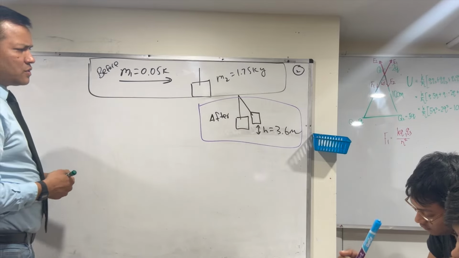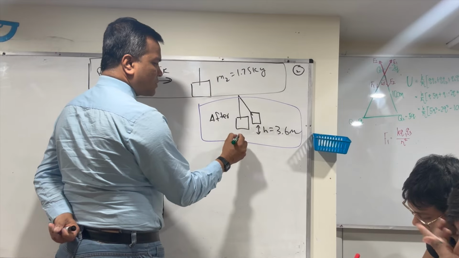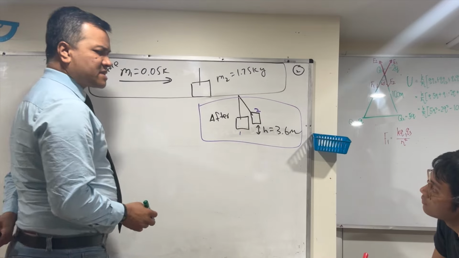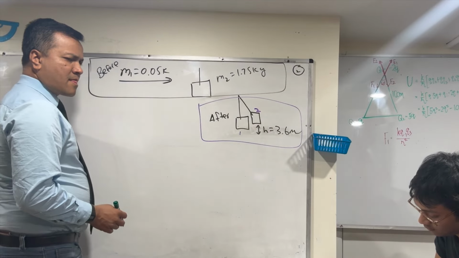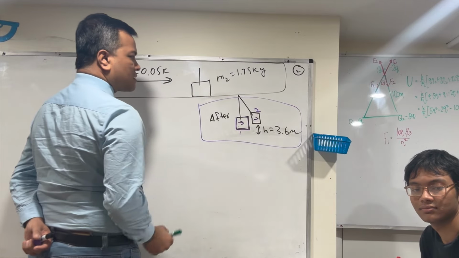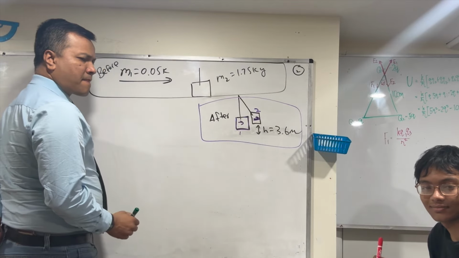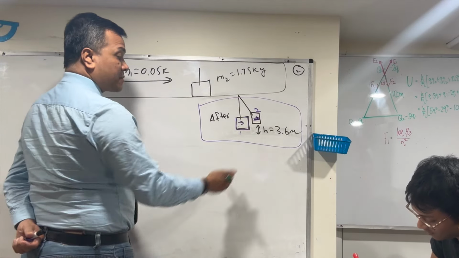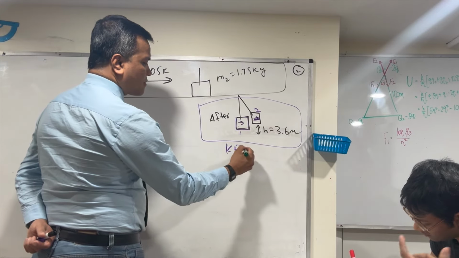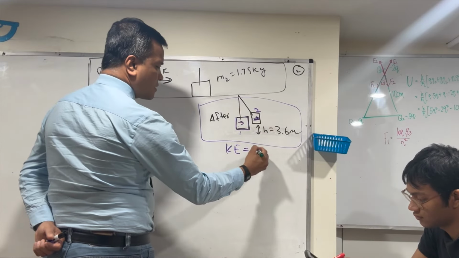If this is location one and this is location two, at what location do you have maximum kinetic energy? Well, it's location one, because the bullet just dropped. From there, all of the kinetic energy gets converted into potential until it comes to rest.